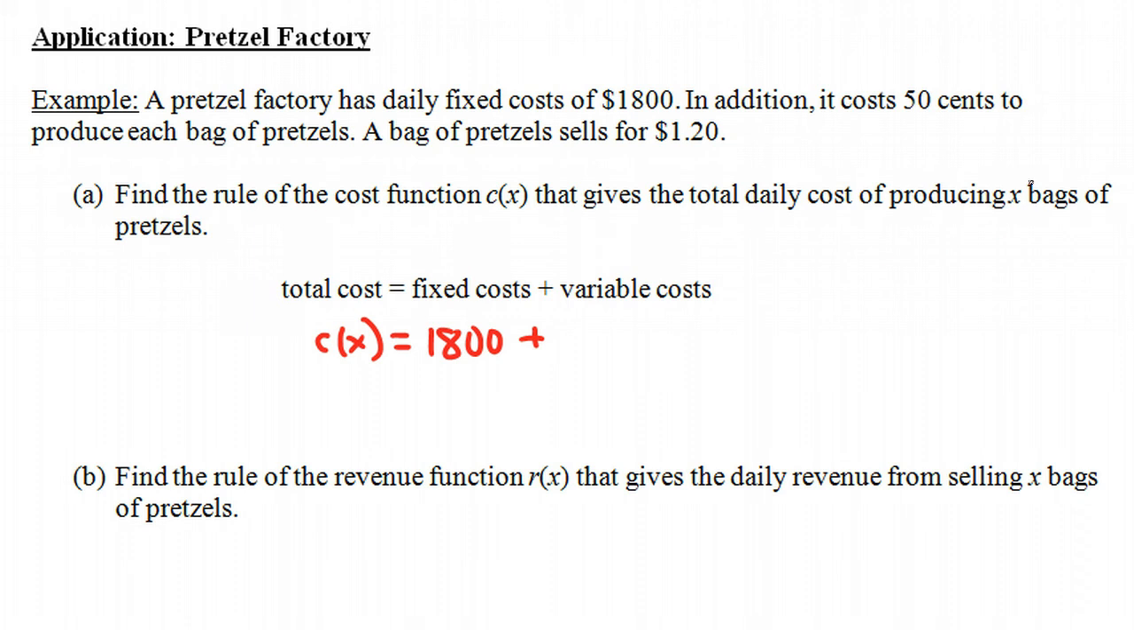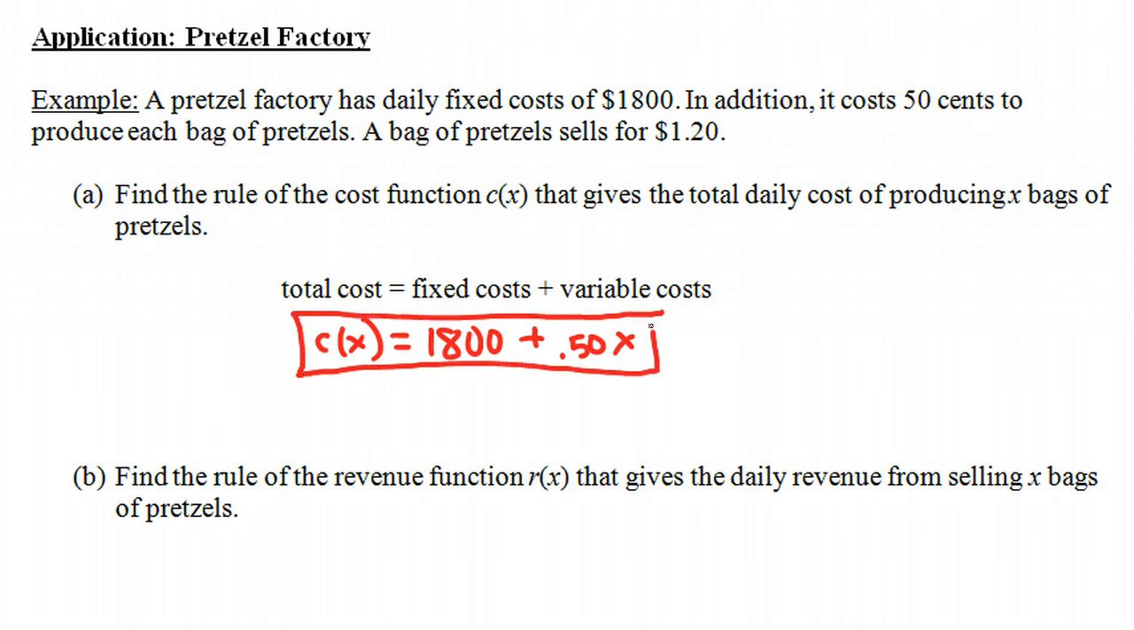So, for example, if you produce 10 bags of pretzels, it would cost $5 to produce those because we have 0.50 times 10, right? 50 cents times 10. So the variable cost would be 0.50 times x. Okay, so here is a formula or a rule for our cost function C of x.